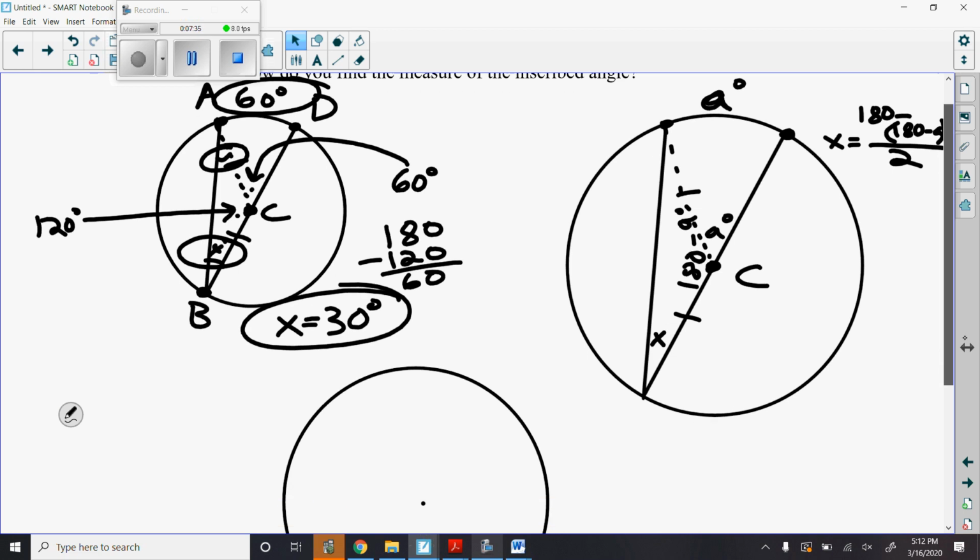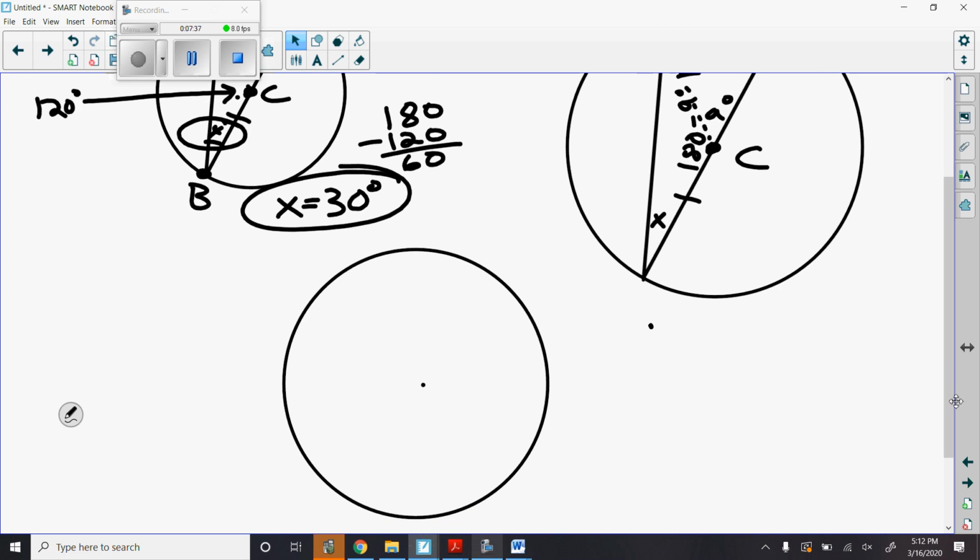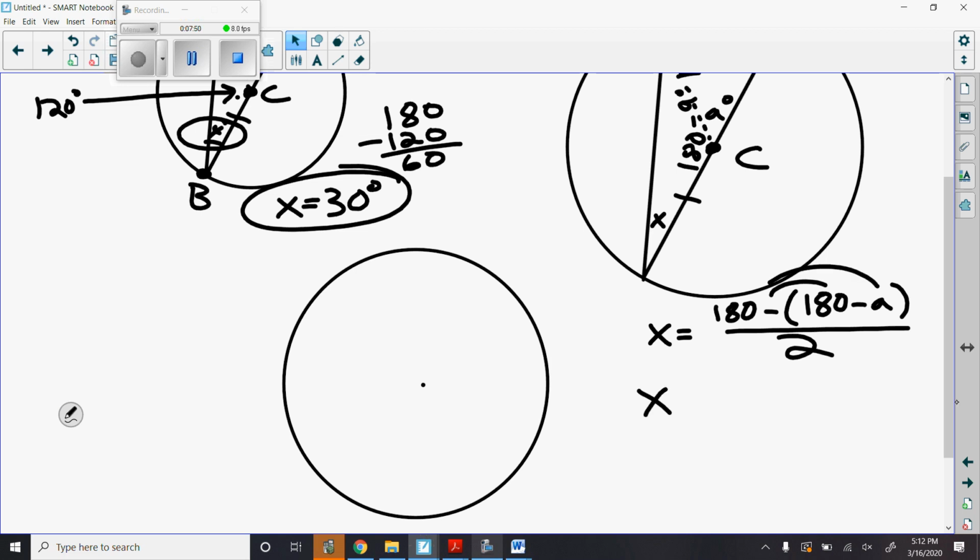Okay, I'm going to give myself a little more room here. Let me just rewrite that. It's got to be 180 minus that angle of 180 minus A over 2. And when I distribute this negative, I'm going to get 180 minus 180, right? This is going to be plus A over 2. And what happens with the 180 and the minus 180? Well, they cancel each other out, and I get X equals A over 2.